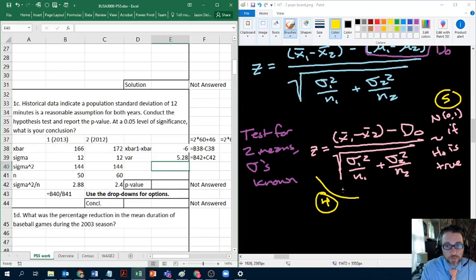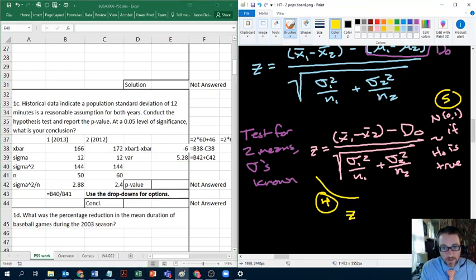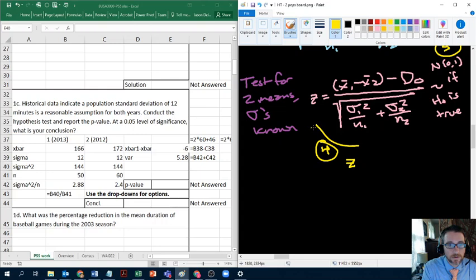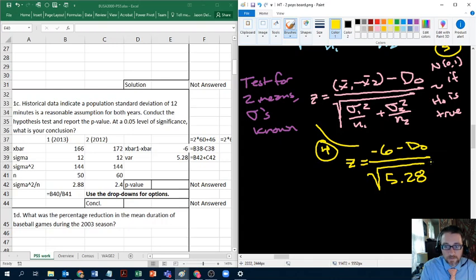And if I wanted to write this out at this point, I could. That'll give us a nice way to slow it down a little because we're a little in the weeds. What I would have is z equals -6 minus d0 over the square root of 5.28.